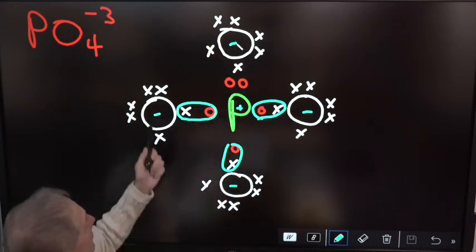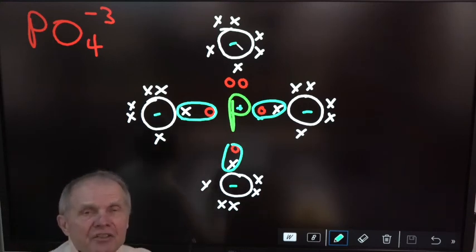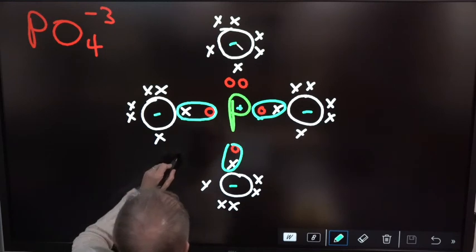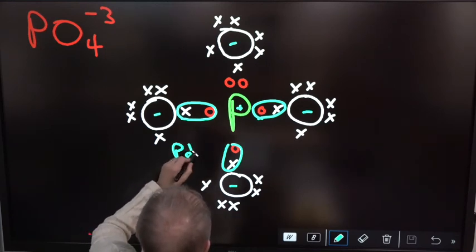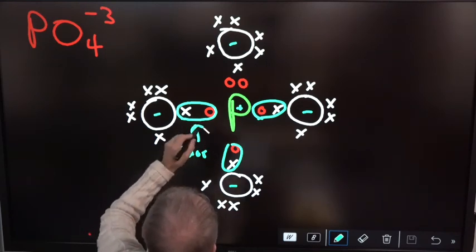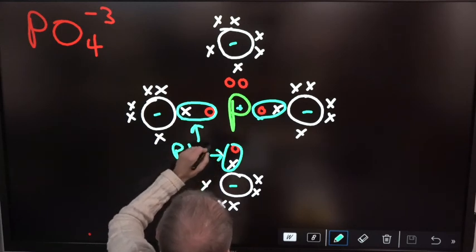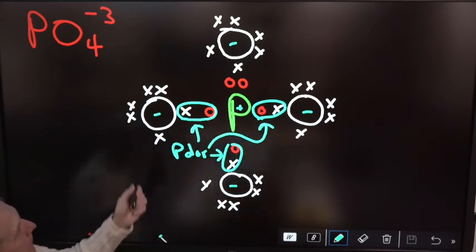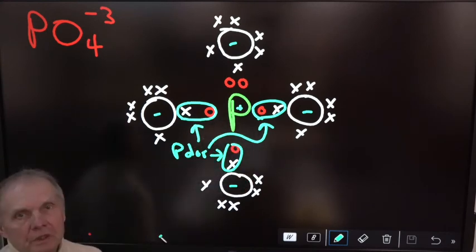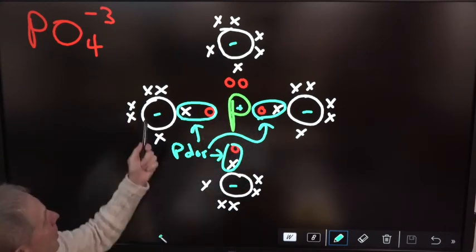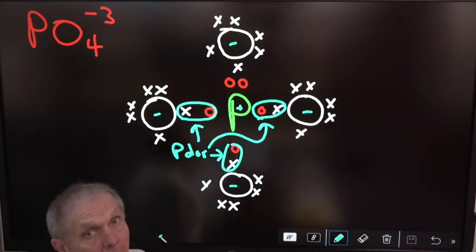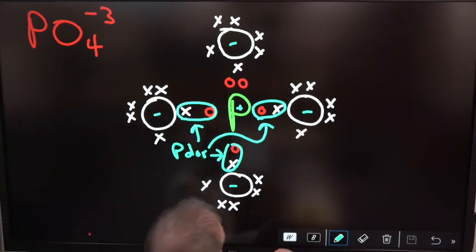Now, if the O pulls harder, it's a polar bond. So look what I have. Polar bond there, polar bond there, and polar bond there. So I have 3 polar bonds, okay? Because O is pulling harder than P. But what the heck is going on up here? Well, here's what happens.